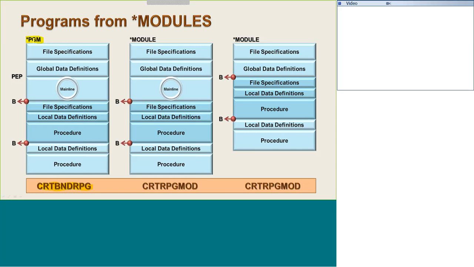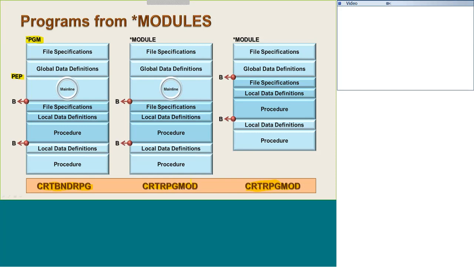So this program can bind its main line with, of course, a built-in PEP, because that is by default what happens, and you've got a cycle main here. It can even bind in a second module that is also a cycle main module. That's a big waste, but you might want to use the main line in here as well. And it can bind into a module that has only got procedures. And these two are created using the Create RPG Mod.